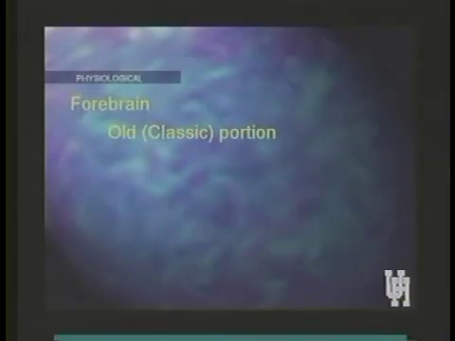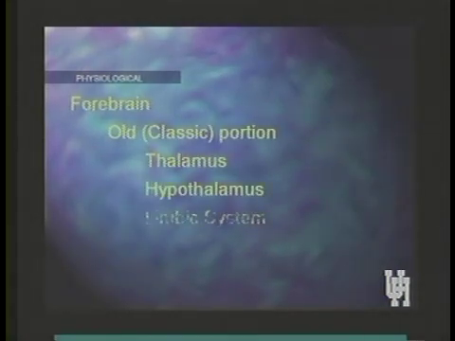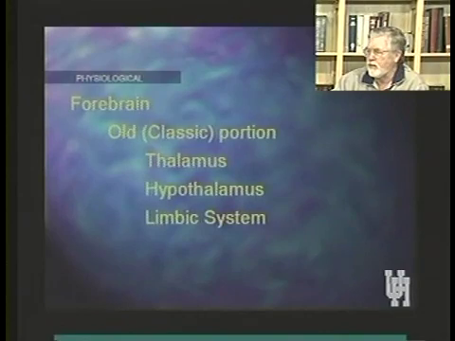The last major section of the brain then is the forebrain, and that is actually divided into two subsections, if you want to think about it that way. One of them is what's called the old or classic part of the forebrain, and that involves three primary areas: the thalamus, the hypothalamus, and the limbic system.